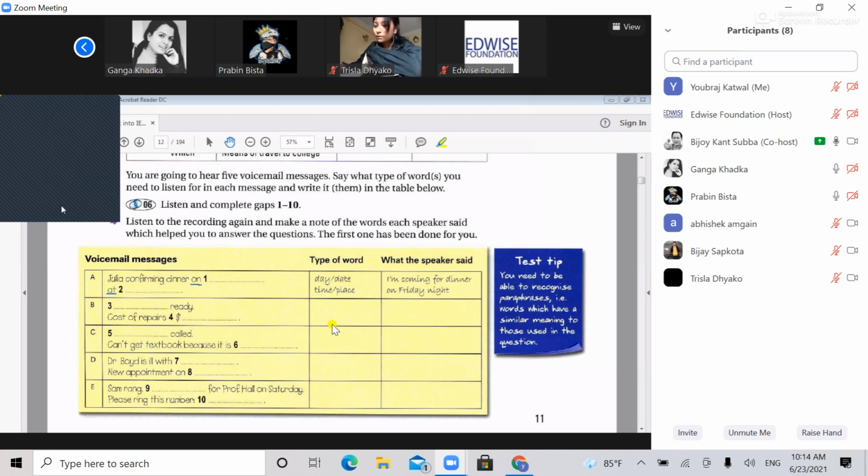So who called? University Bookshop. Capital U, capital B, capital S. So this is the University Bookshop.